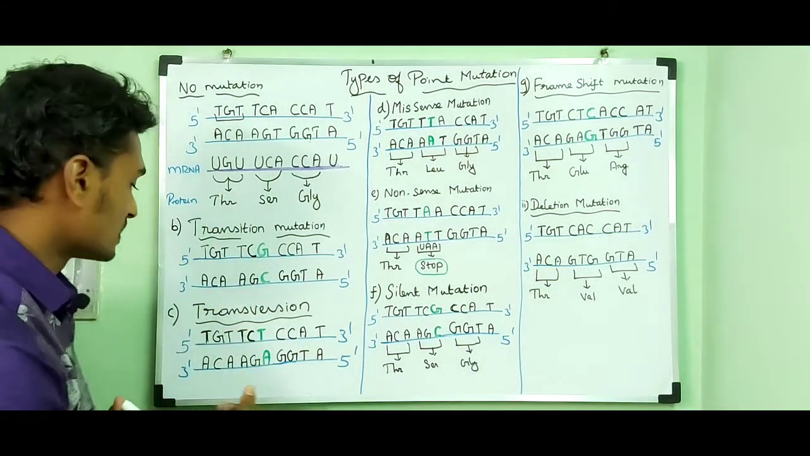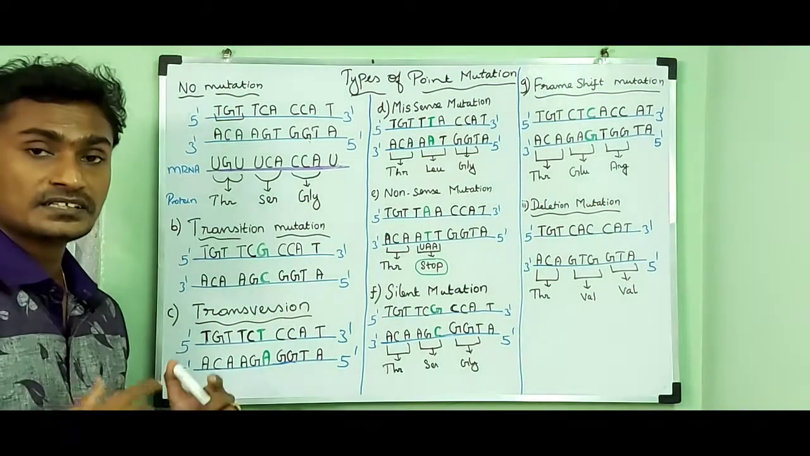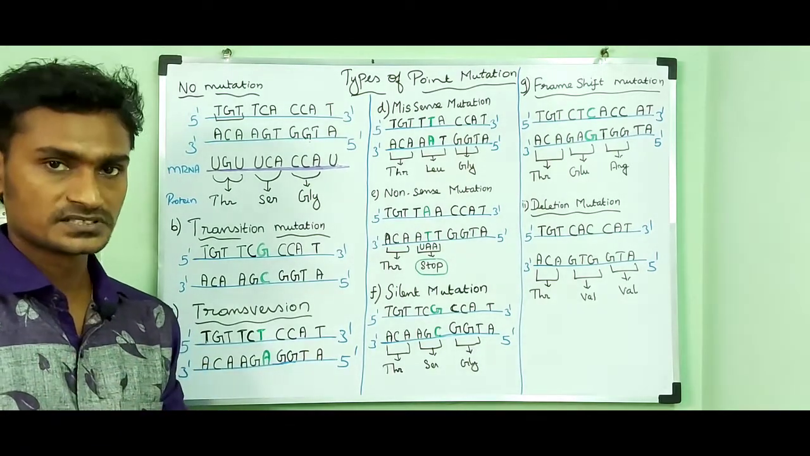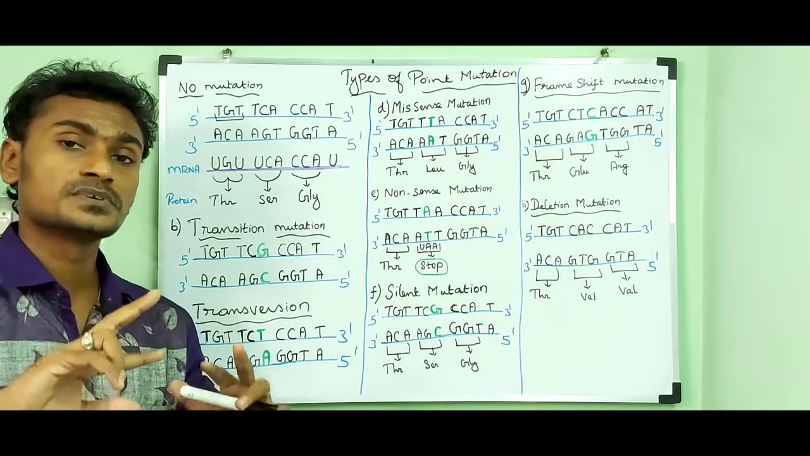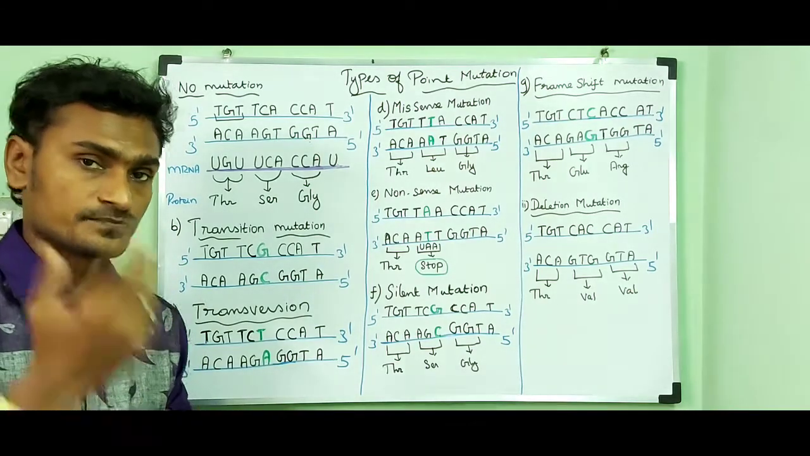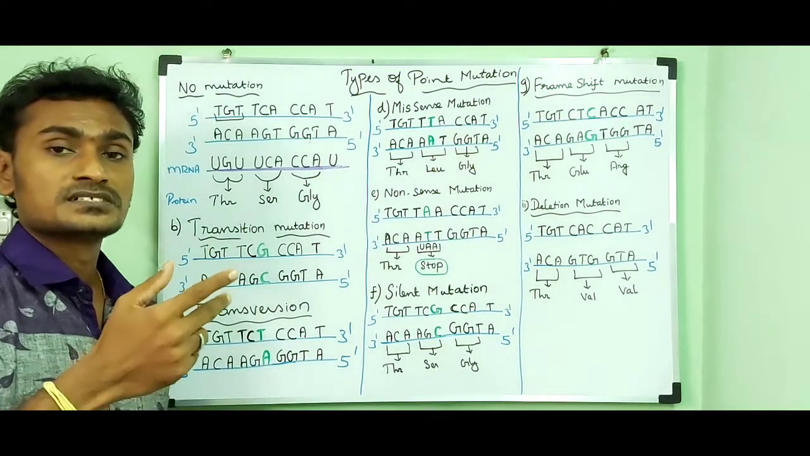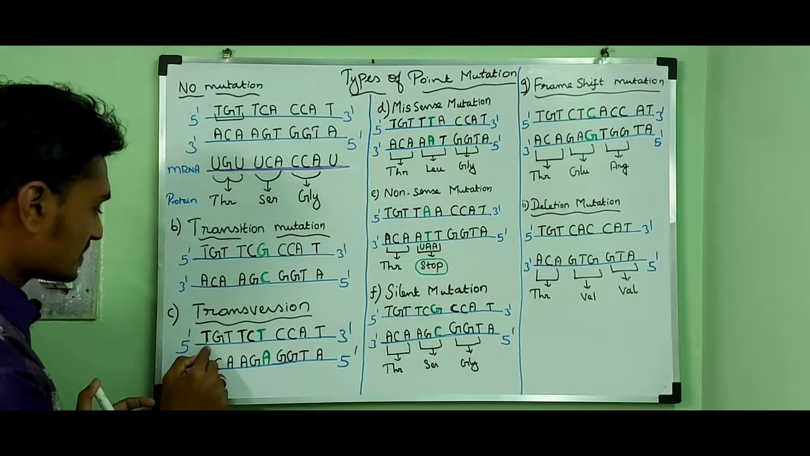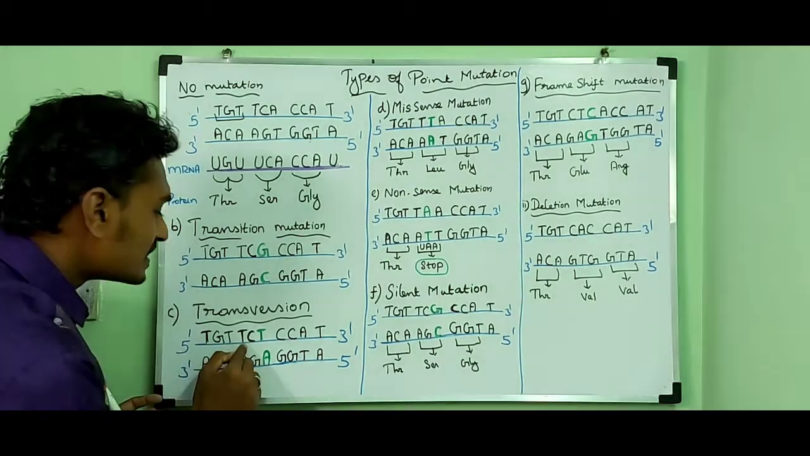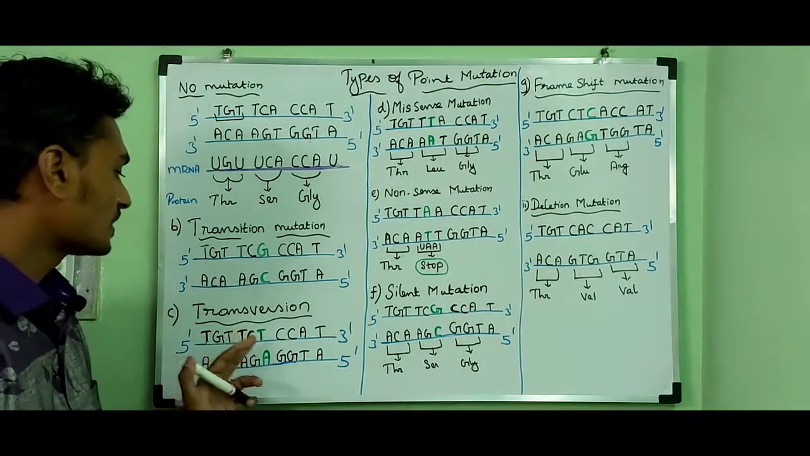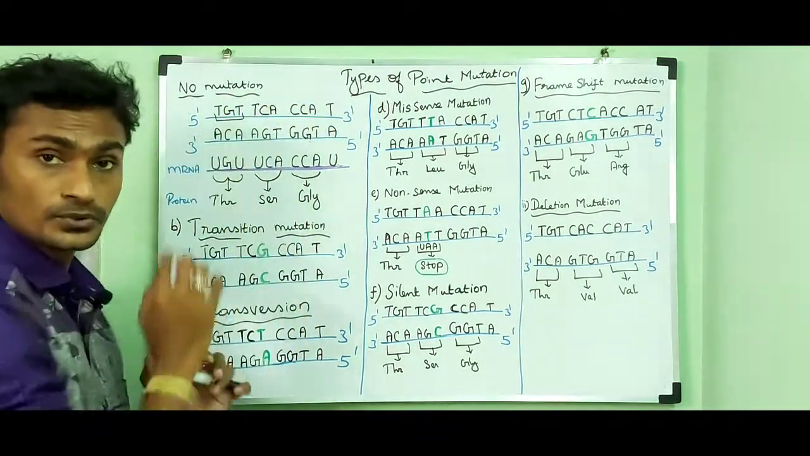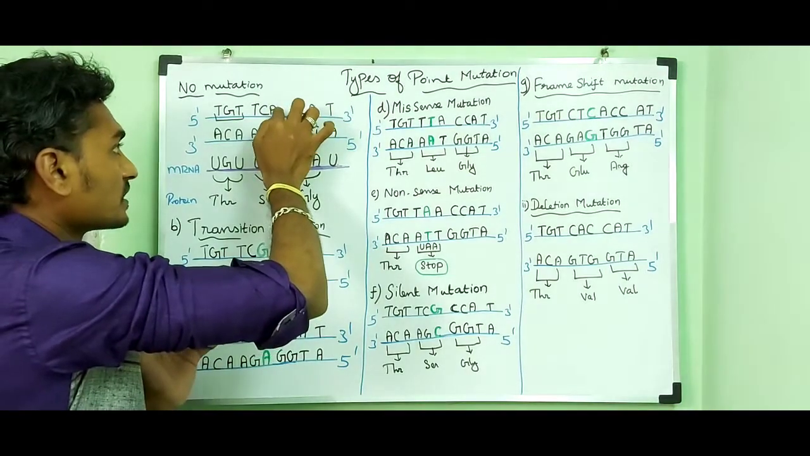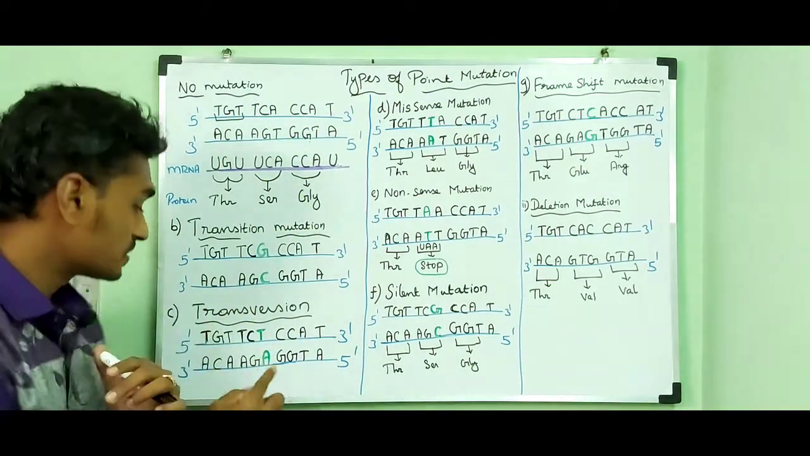The second one is transversion. Here a purine base is replaced by a pyrimidine base, and a pyrimidine base is replaced by a purine base. So you can find capital T, G, T, T, C, T. Here you find a purine base, and it is replaced by a pyrimidine base. Here capital A is a purine base, and it is replaced by T.